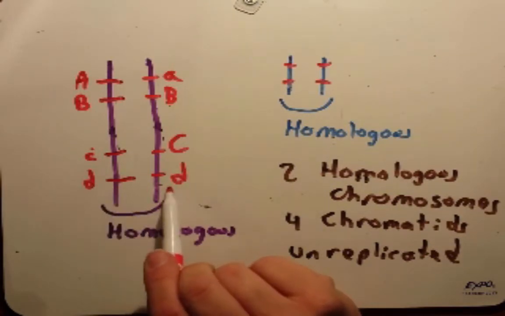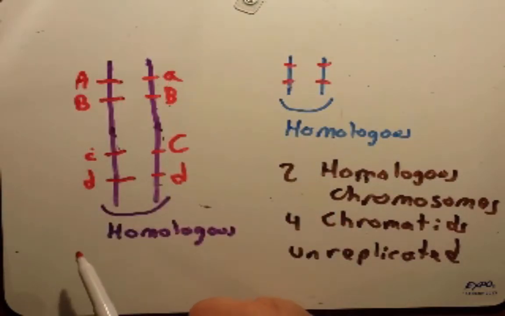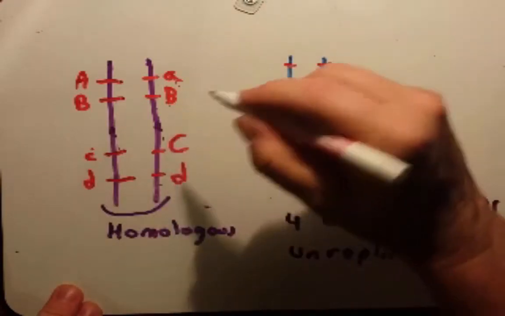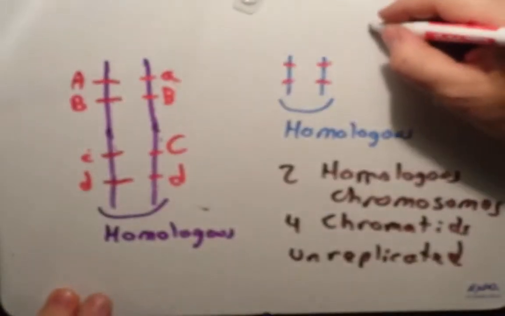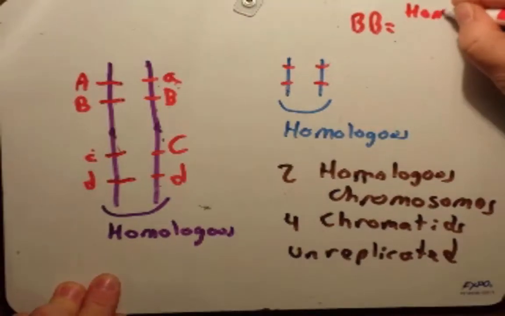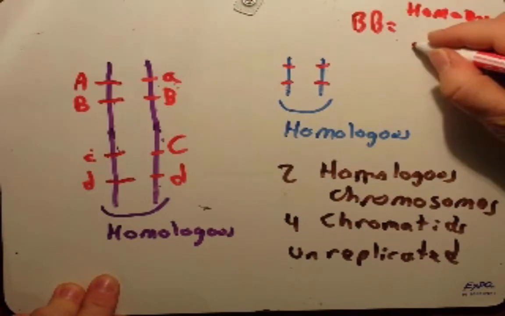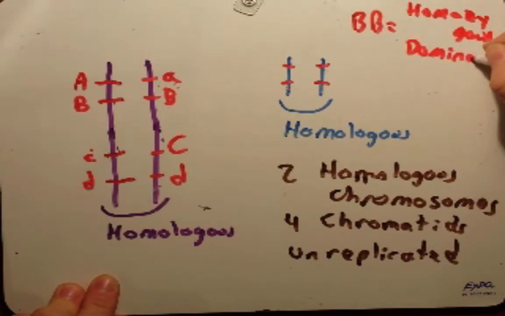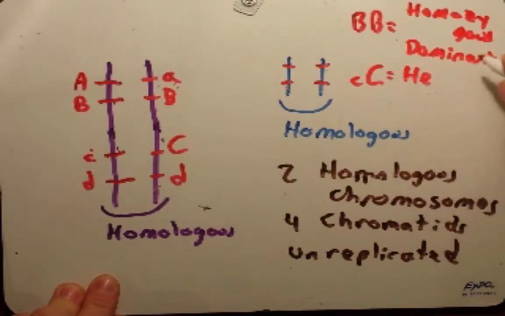Now they still function in the same pathway. Let's look at one up here, big A, little a. They still function in the same pathway, but with having a different allele, it may lead to a different phenotype. We would say, in this case, B would be an example of, let's write that over here, B would be homozygous dominant. Little c, big C would be heterozygous, as would be big A, little a.